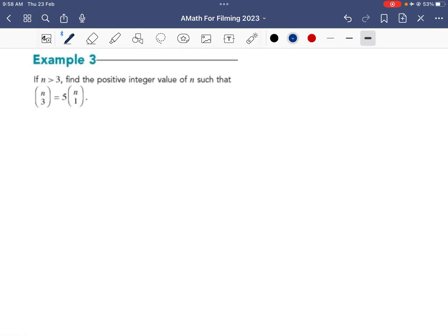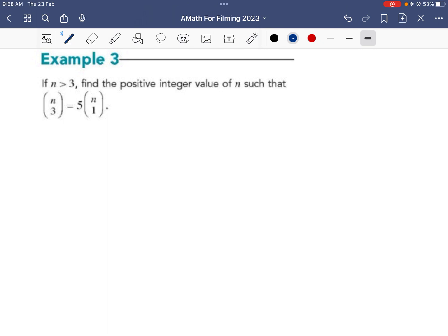Okay, now I will do example 3 with you. So example 3, here is where the issue is slightly compounded. Now instead of having what I call a fixed number like 20 choose 3 or 5 choose 2, we have n choose 3 and n choose 1. Not to worry, it's a similar idea.